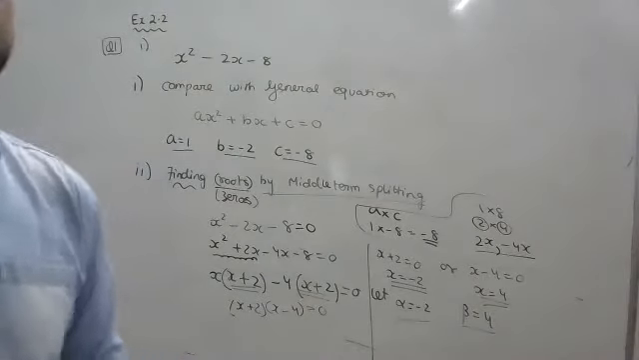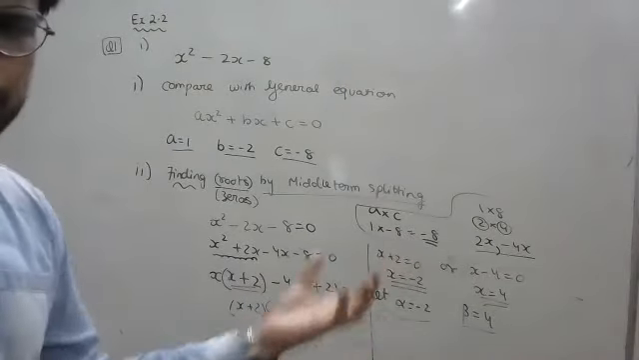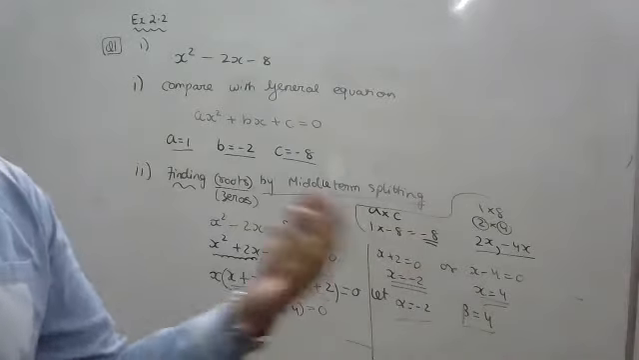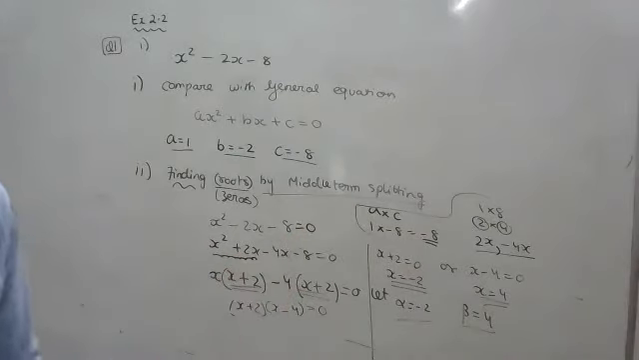Why are we naming them? So that we don't get confused. We have two values for x, and if we write both of them as x, then we may not be able to address them properly. So we are giving a separate name. Let one value be alpha and another be beta.